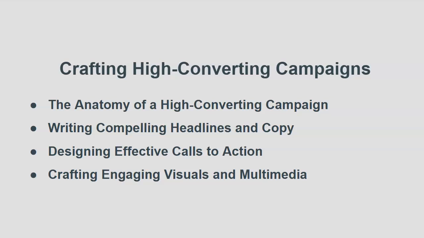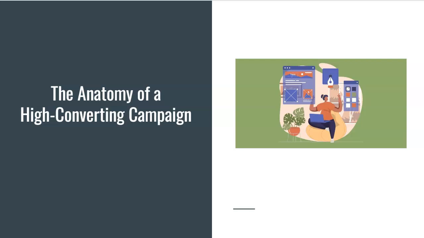So without much ado, let's get started with the first section of the class, which is the anatomy of a high converting campaign. When we talk about the anatomy of a high converting campaign, we're talking about what is involved in the strategic planning, compelling content writing, and an understanding of your audience needs. So these are some of the important areas that comprise the anatomy of a high converting campaign.